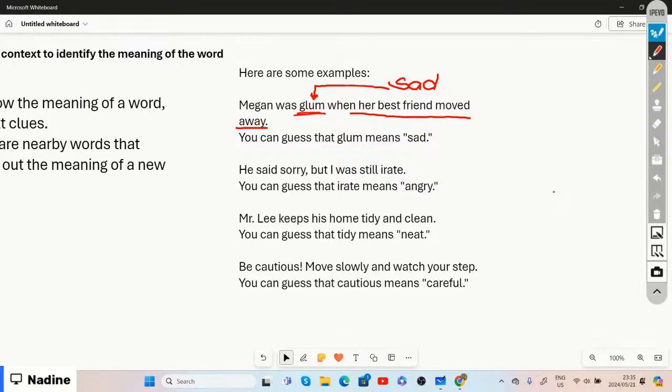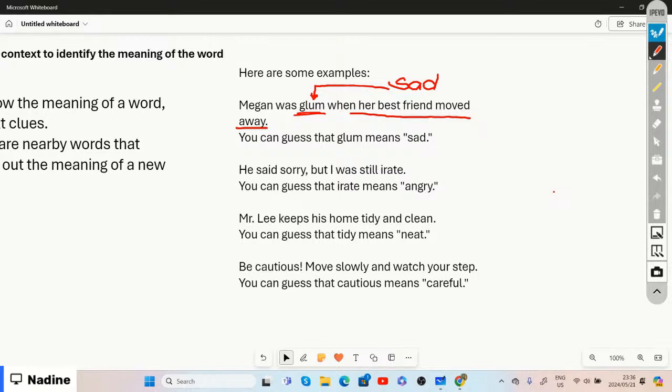Let's look at it, so sad is correct, because sad gives us an indication of how the person felt. So next time, instead of just saying, I'm feeling sad, you can say, I'm feeling glum. You can start using a bigger word. They won't really know what you mean, but you can just say that I feel glum. So glum is another word for saying sad.